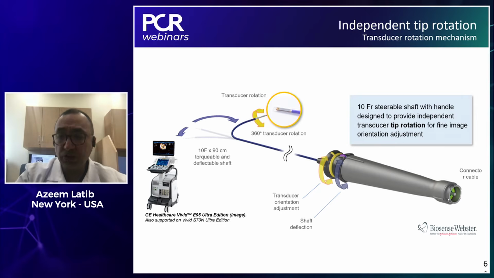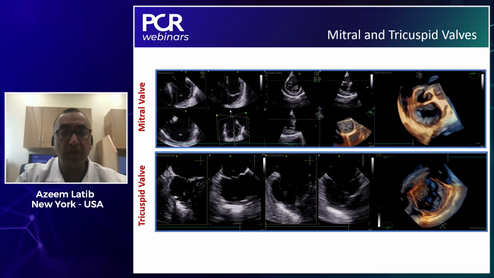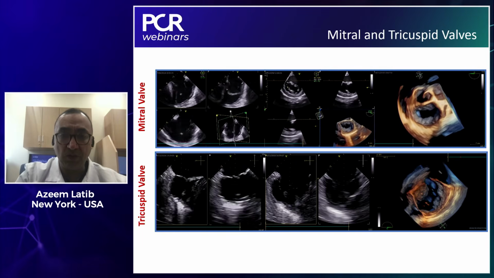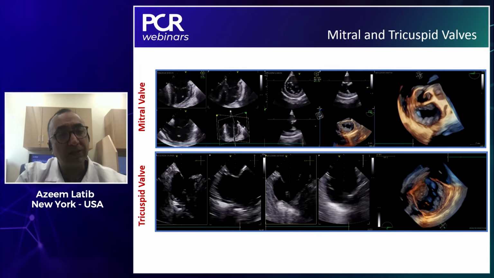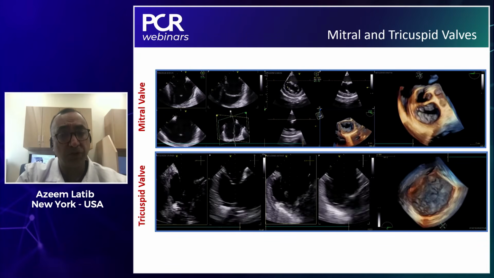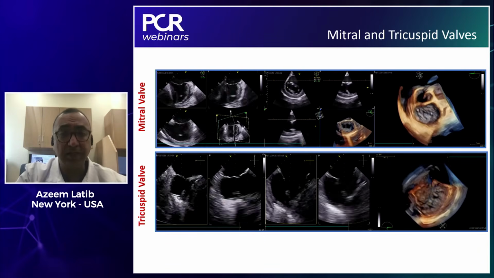So I'd like to share with you some imaging. Initially, I'm going to share with you imaging from preclinical work we did with the New Vision catheter. Here you just see an example of the mitral valve on top and the tricuspid valve at the bottom, just showing you the type of imaging you can get.